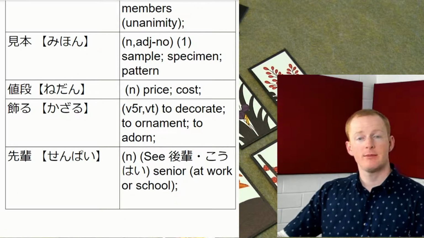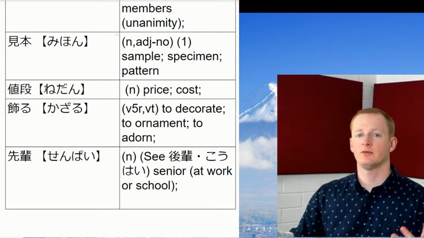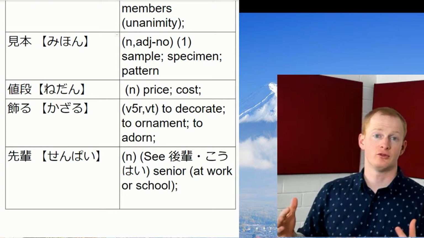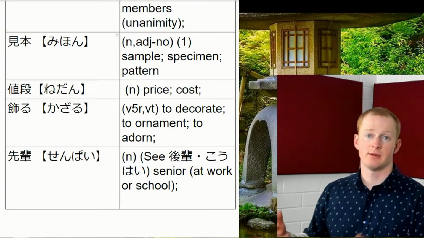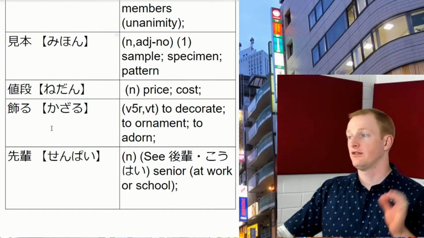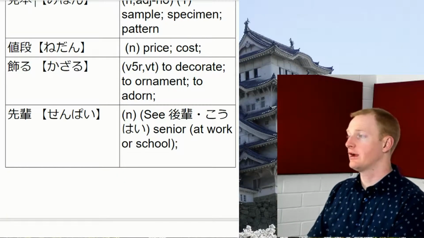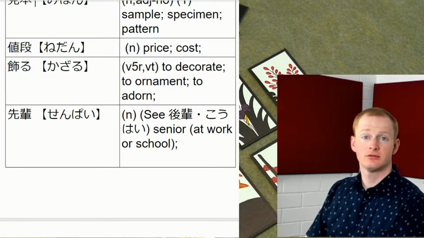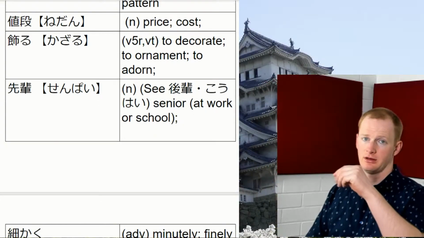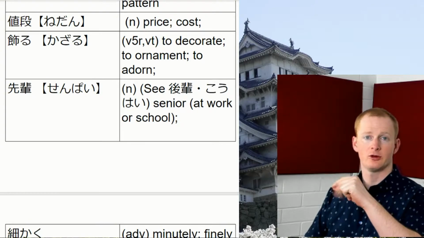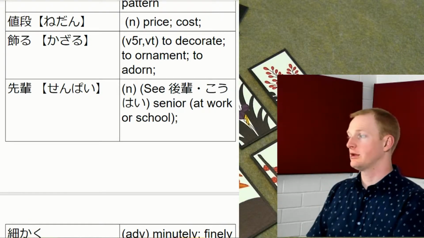We have mihon, maybe a bit of a weird one if you look at the kanji, but mihon is like a sample, okay? So obviously with a food stall, you want to have some food kind of sitting there because it's going to be a bit more appealing to people. So this is mihon. Next we have nedan, which is our price. Kazaru, which is to decorate something basically. So we're talking about putting decorations on top of the okonomiyaki, like katsuobushi, and these kind of things, you know, sprinkle them on top.